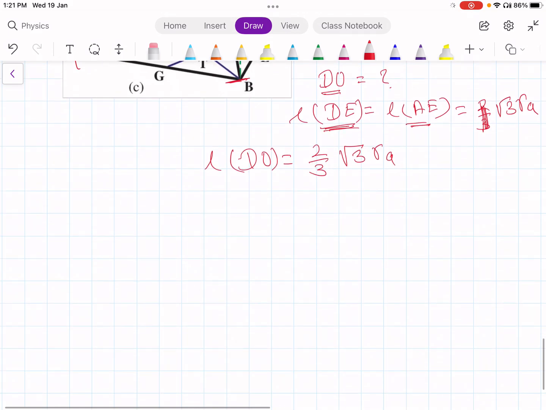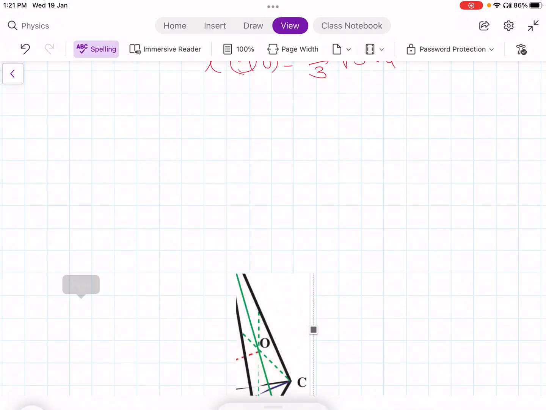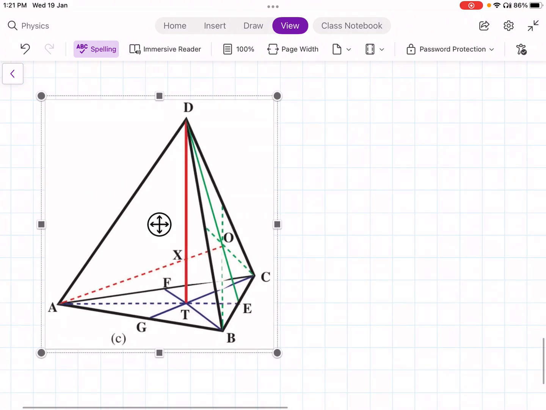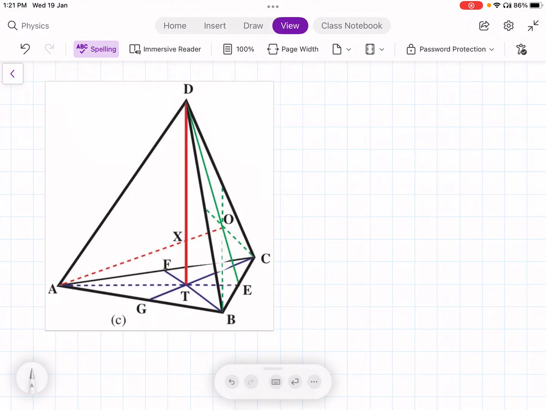Let me insert the same diagram once again. I don't have to move up and down. So here, now we will consider two triangles.